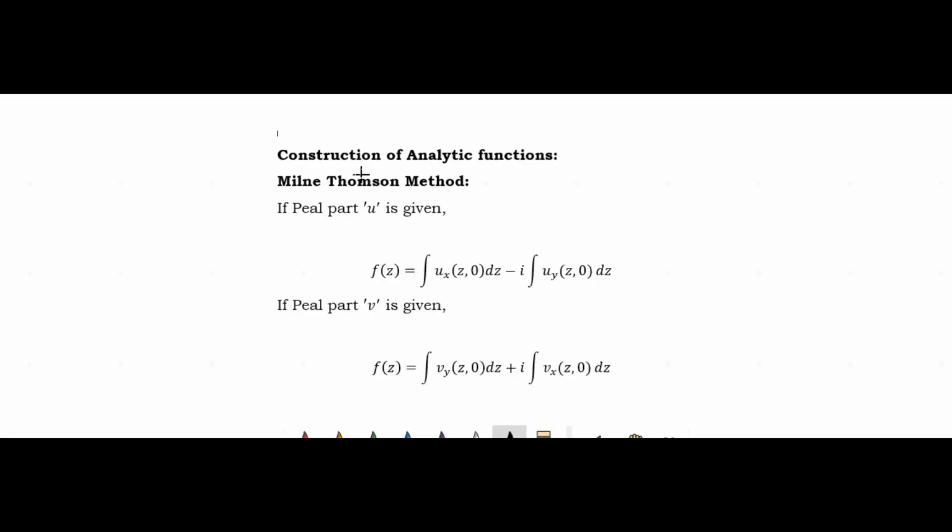So here we solve a problem based on construction of analytic functions by using the Milne-Thomson method. First of all, we have to discuss what is meant by an analytic function. Here we know that complex functions are generally denoted as f of z, that is equal to u plus iv.